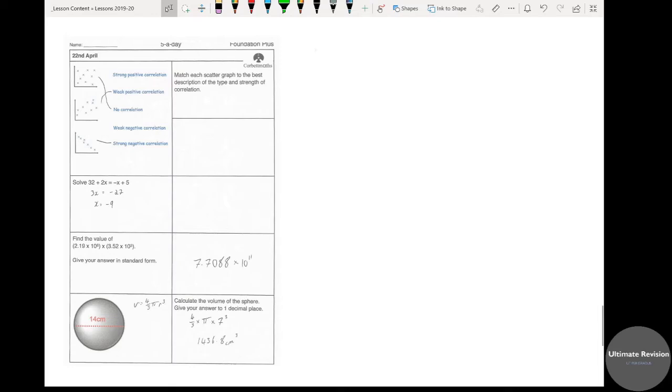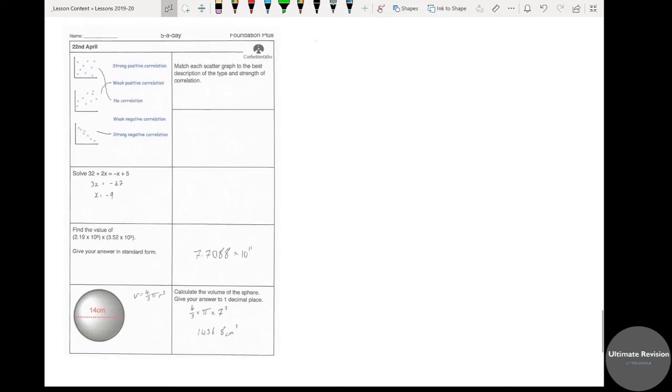And the volume of a sphere, we just did that before Easter, so it's 4/3 pi r cubed. You should have got 1436.8 centimetres cubed. So do mark your work there and put in any corrections. Again, that should be under a title of Corbett 5 a day. Keep a record of that in the back of your books, please, on the 22nd of April.